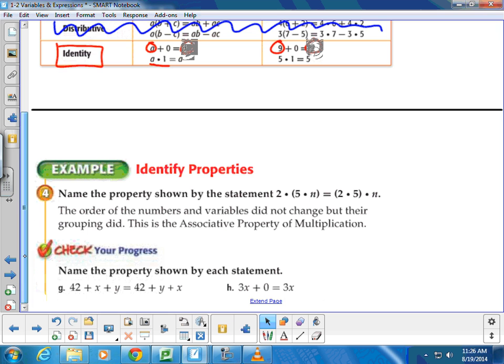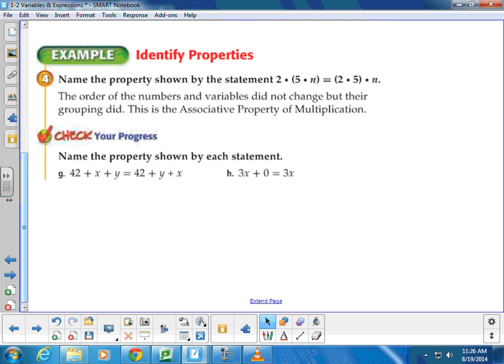So in your work today, or tomorrow I guess, you're going to be asked to identify properties just by looking at them and then describing how you know. So for example, number 4 here, which is on page 31 in your book, you are going to name the property shown by the statement 2 times 5 times n is the same as 2 times 5 times n.